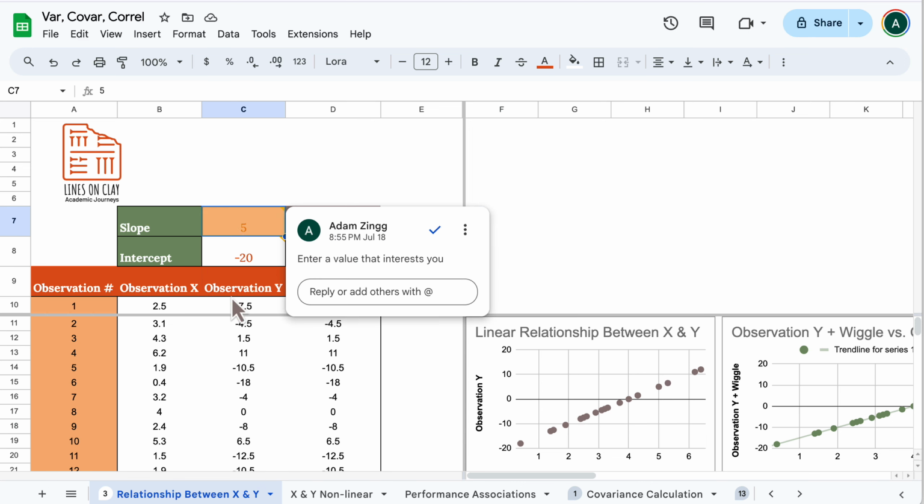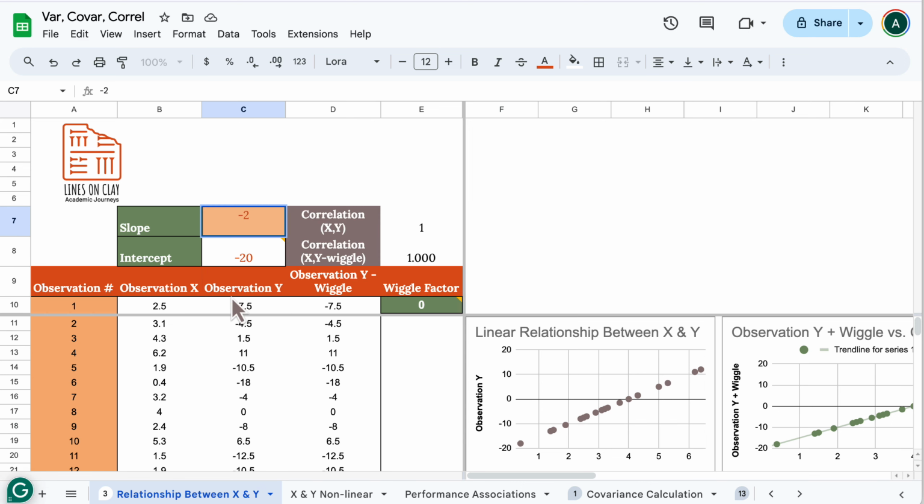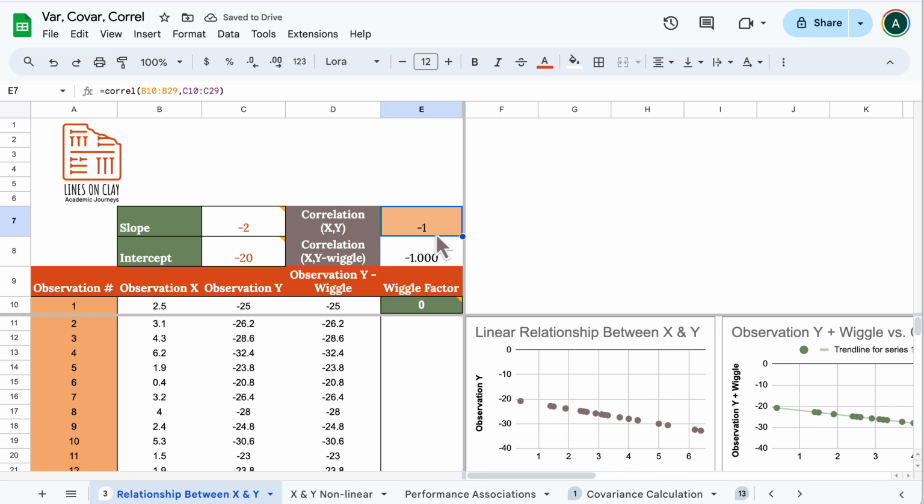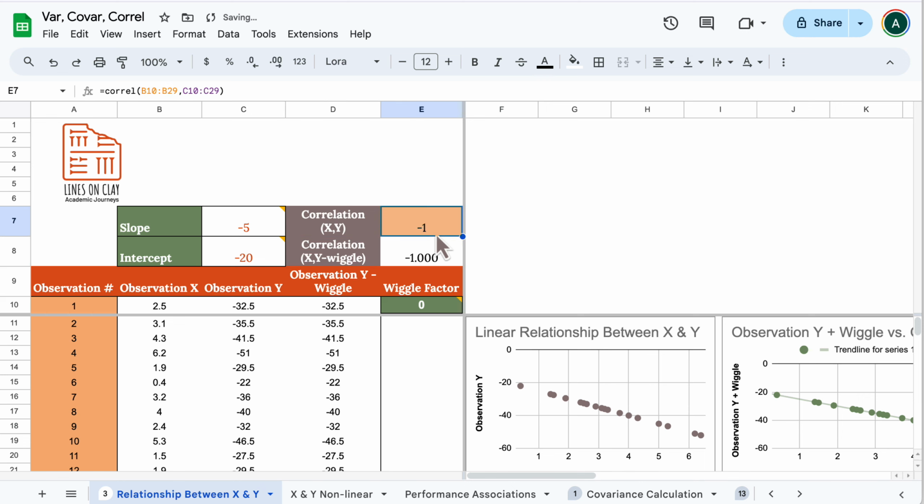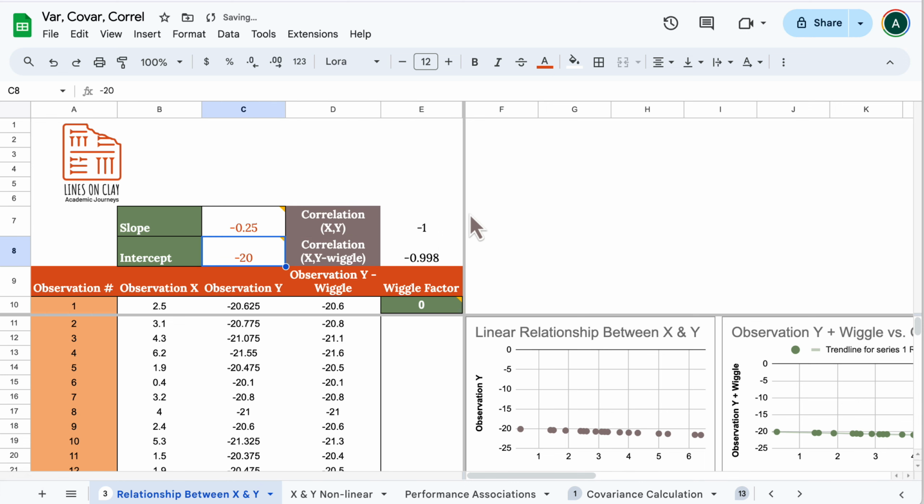Well, what happens if I put in any negative slope? I'm going to put in -2. Now all of a sudden the correlation goes to -1, a perfect negative linear association. And notice this, other than the negative sign, the correlation is completely unimpacted by the slope. So if I put in -5, the correlation is still -1. If I put in -0.25, the correlation is still -1. There's a negative linear relationship, but it's a perfect linear relationship.